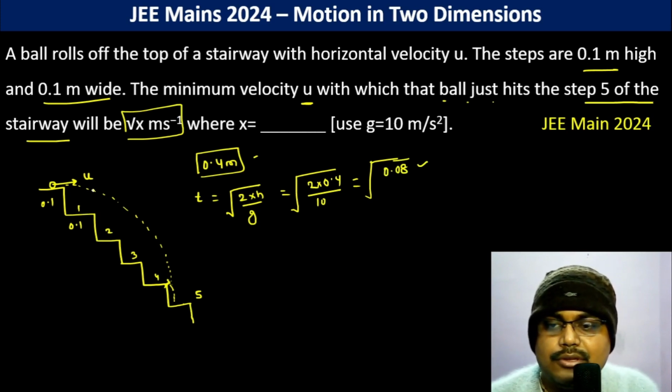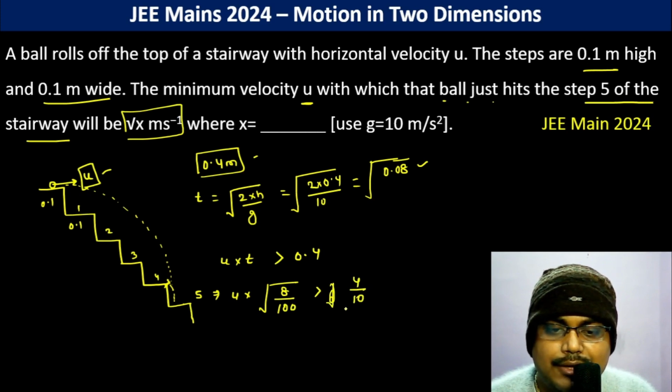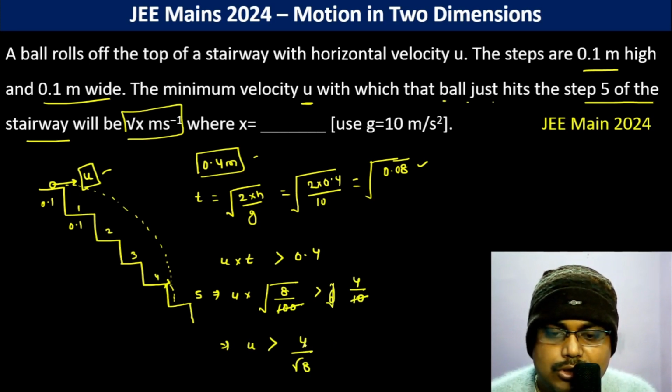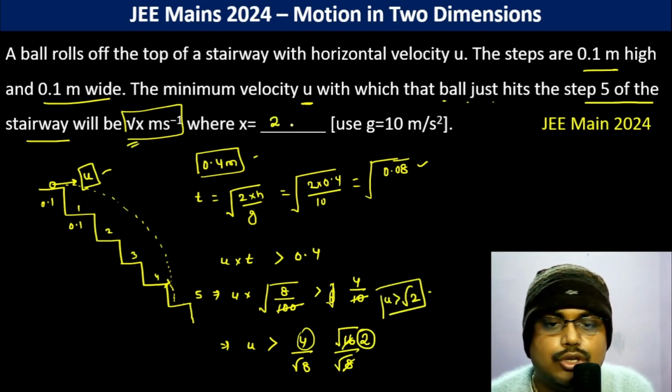Now in this time, this u should be such a way, so u into t should be greater than 0.4. So therefore, like u into root over 8 by 100 should be greater than 4 by 10. So this is gone, this is gone. So u should be greater than 4 by root 8. So this actually is root 16. So root 16 by root 8, 2. So u should be greater than root 2. So therefore x is 2.